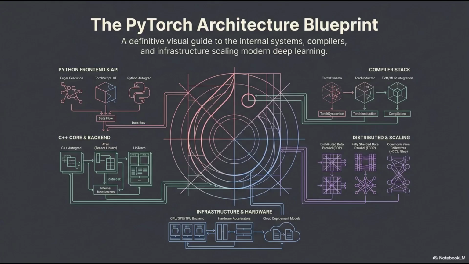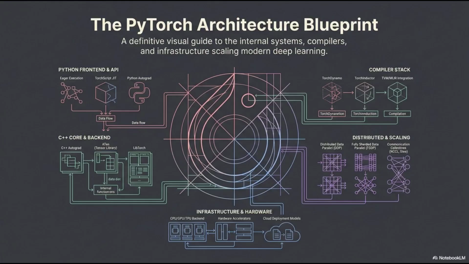Moving to the core, we have the C++ core and backend, the powerhouse beneath the Python API. This includes C++ AutoGrad for efficient gradient calculations at a lower level, the highly optimized A10 tensor library, which provides the fundamental tensor operations, and libtorch, the C++ frontend for PyTorch, enabling production deployments without Python. These components rely on a rich set of internal functions and manage various data structures for efficient computation.